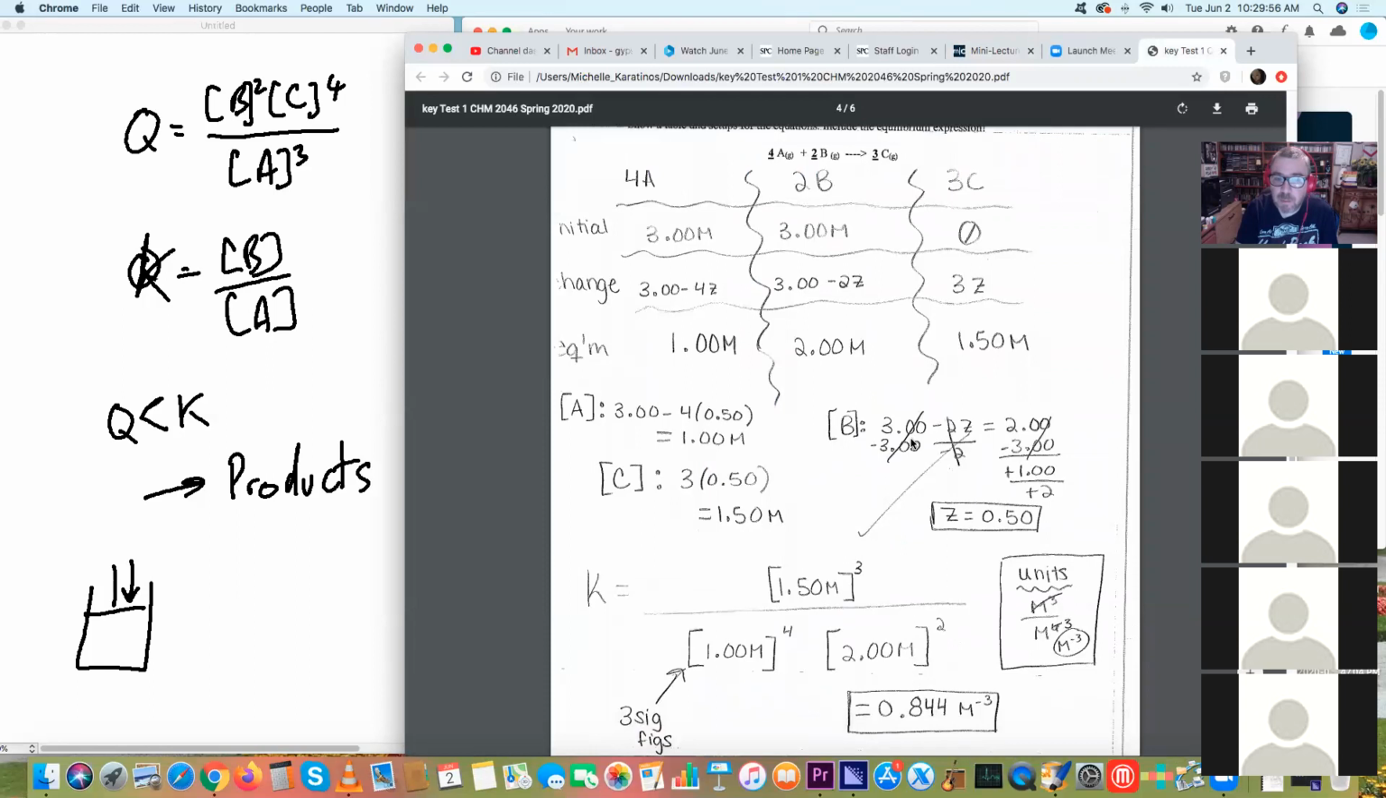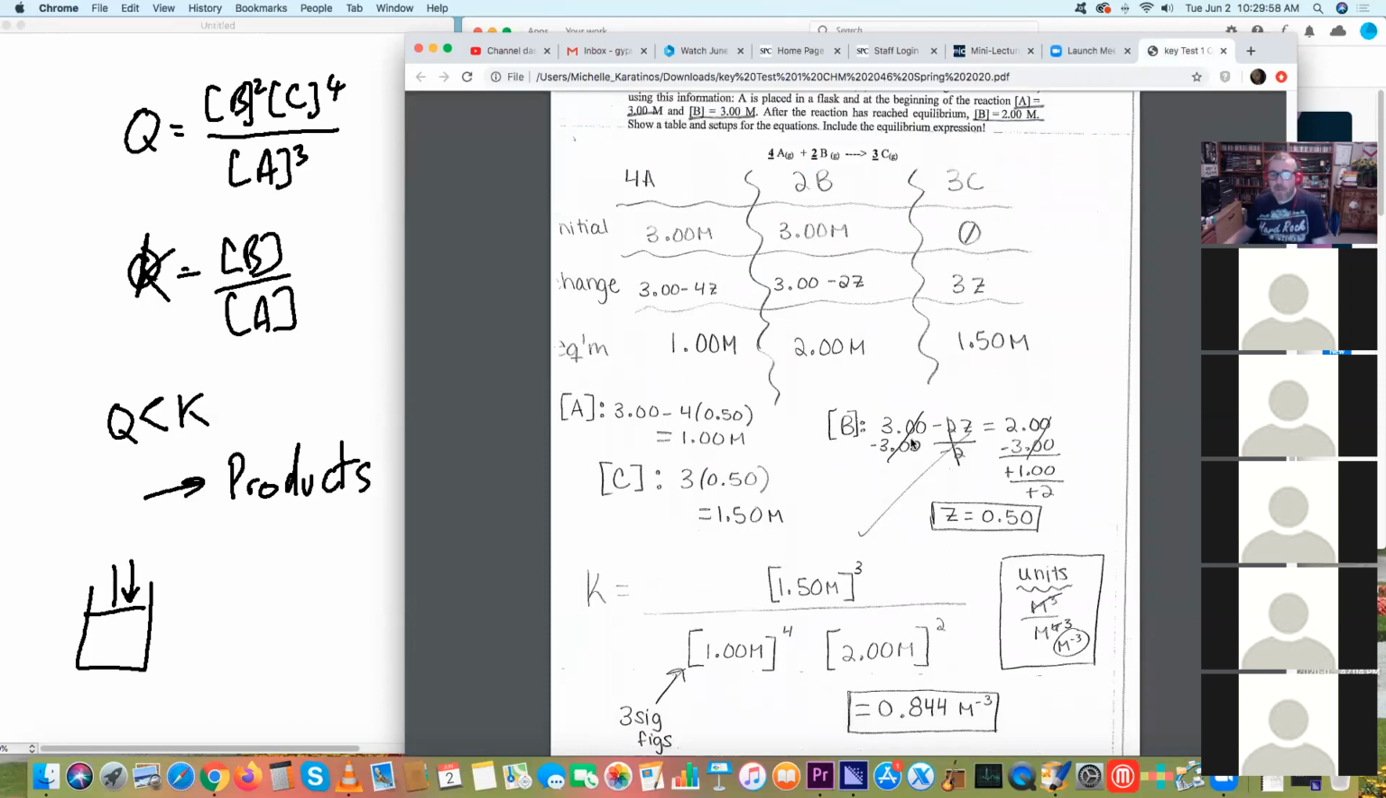So for this problem, the way you'll set it up is by using what's called an ICE table, ICE: Initial, Change, Equilibrium. Generally though, if you look at the way I've set things up, I often don't even show the initial part. I'll just show the change part. And I won't show any separate line that shows just a -4Z or the -2Z and a 3Z.